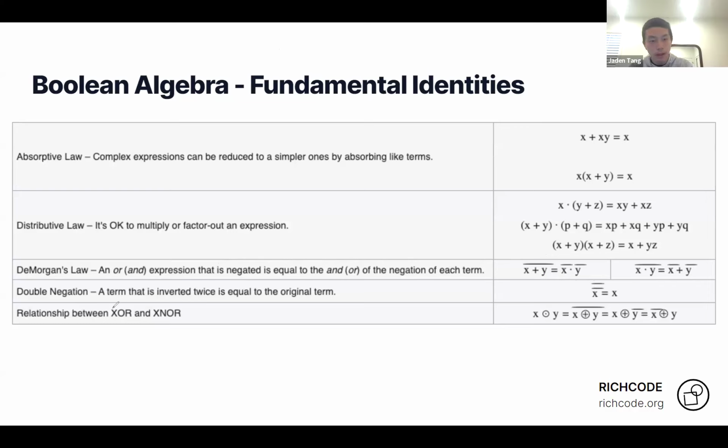And then XOR and XNOR, they're basically opposites, where XOR is the opposite of XNOR, since XNOR is true whenever the terms are the same, and XOR is only true when the two terms are different.